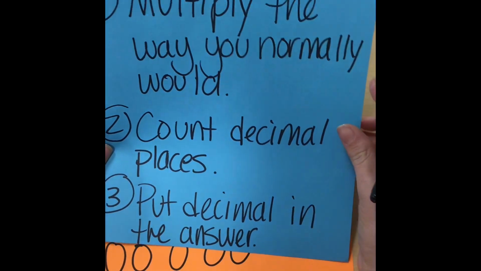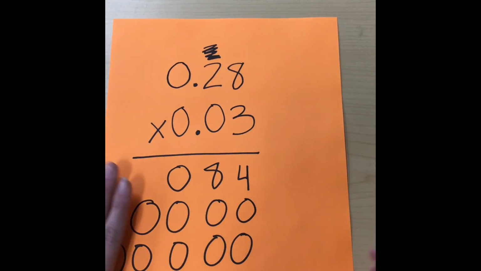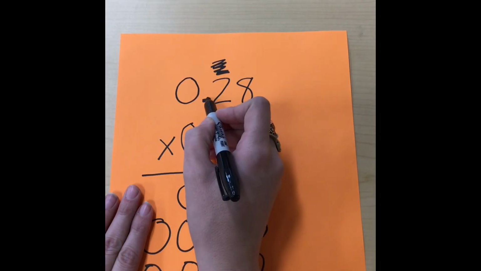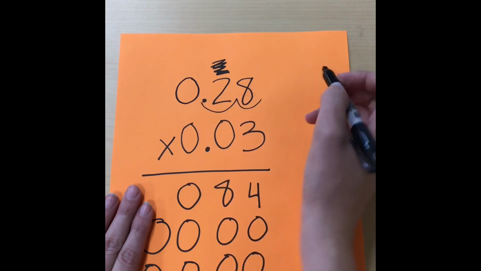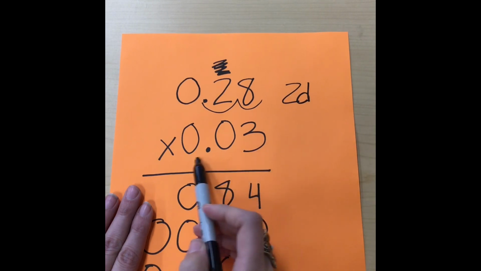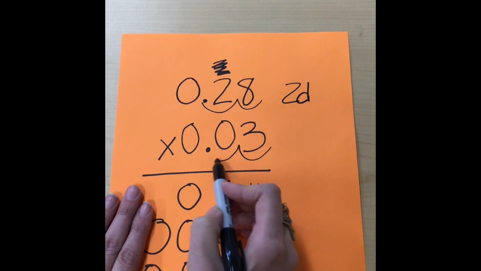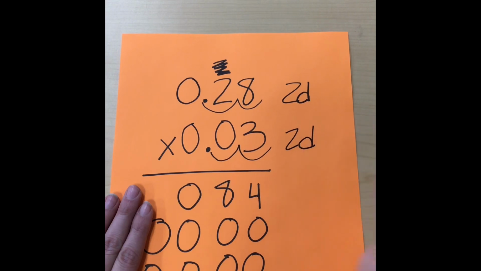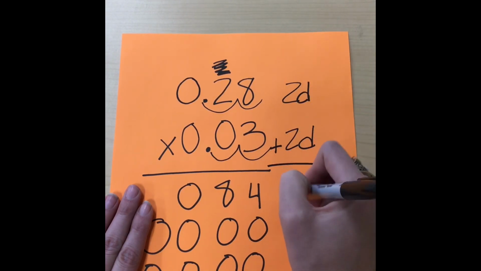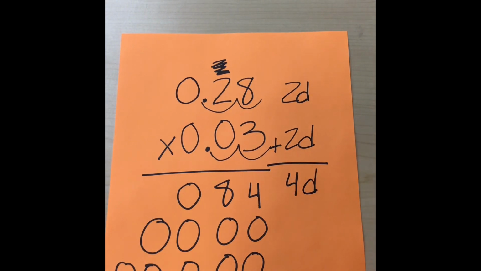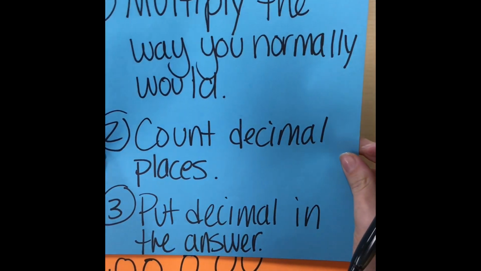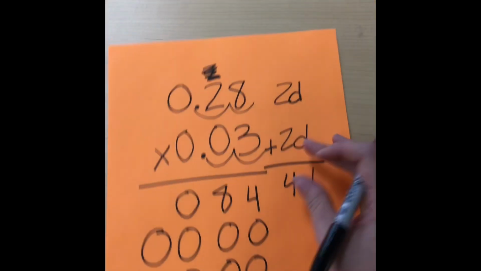We've multiplied the way you normally would. Step 2 is to count the decimal places. Okay, so right here we can see the decimal is 1, 2 spots in. So I'm going to write 2D. Okay, right here the decimal has also moved 1, 2 spots in. Another 2 spots. So 2 plus 2 is 4 decimal spots. Okay, so we've just counted the decimal places. Now we're going to put the decimal into the answer.